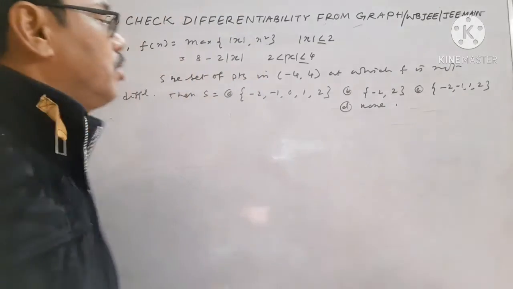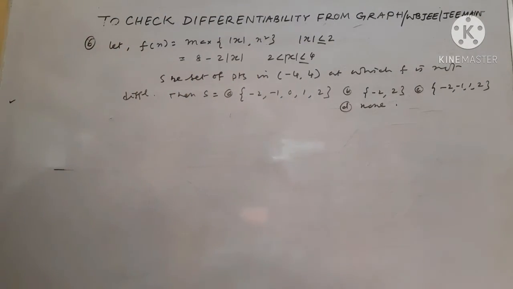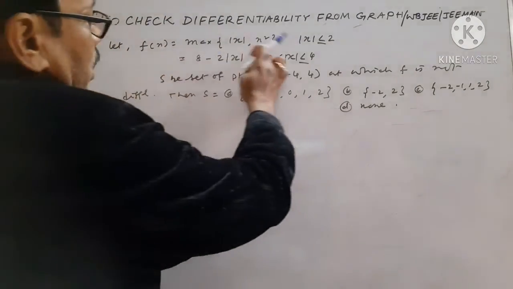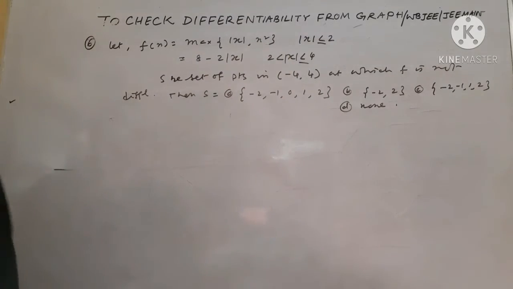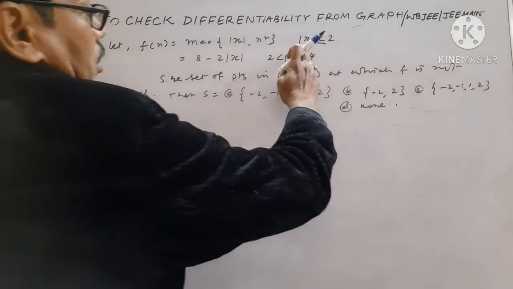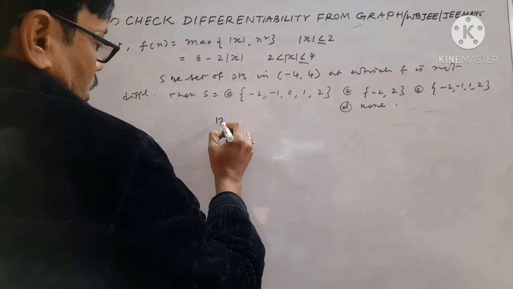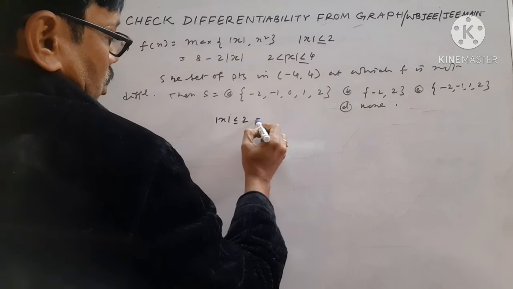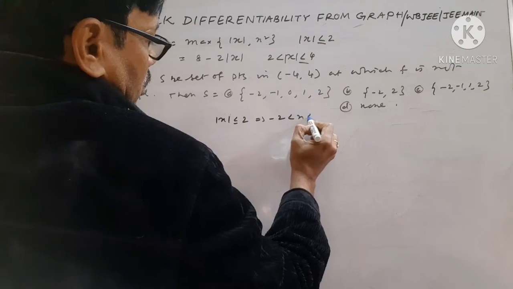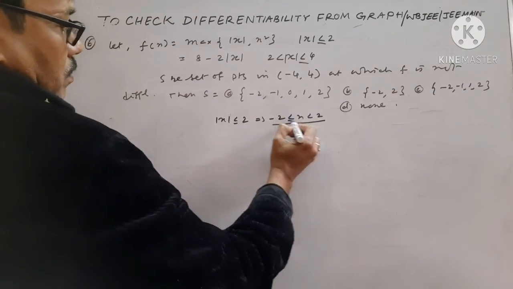Now we consider one more problem. f(x) equals maximum of |x| and x square, for |x| less than or equal to 2. This implies this one.